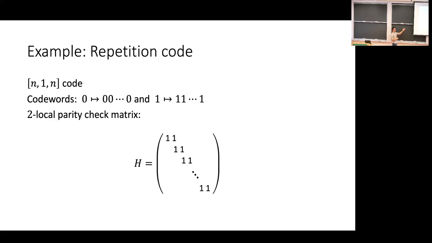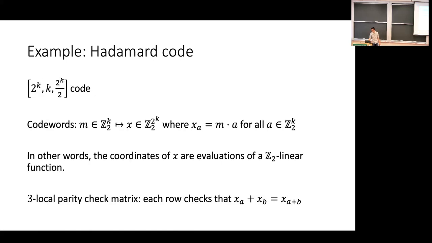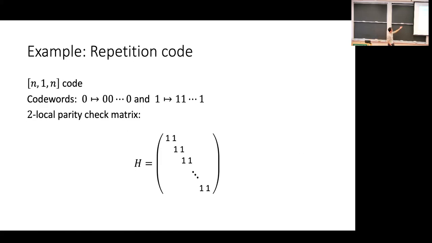An example of a parity check matrix for this code is this one. And intuitively, what it's doing is just checking that adjacent bits are equal, right? So if they're all equal, then you're a valid codeword. And clearly the distance is n, so as long as the number of bit flips is less than n over 2, then you can uniquely recover the message that was sent. So that's a repetition code.